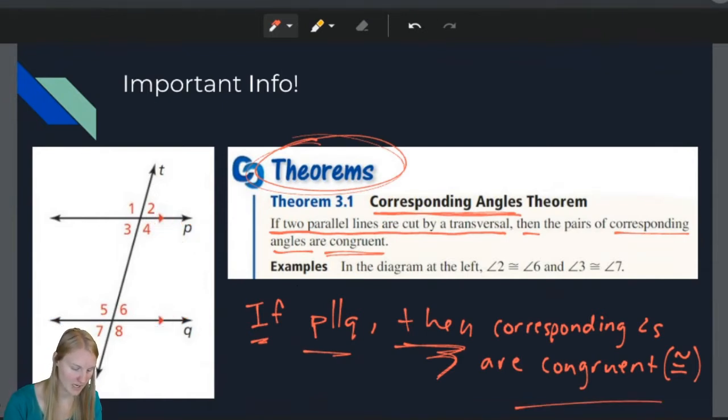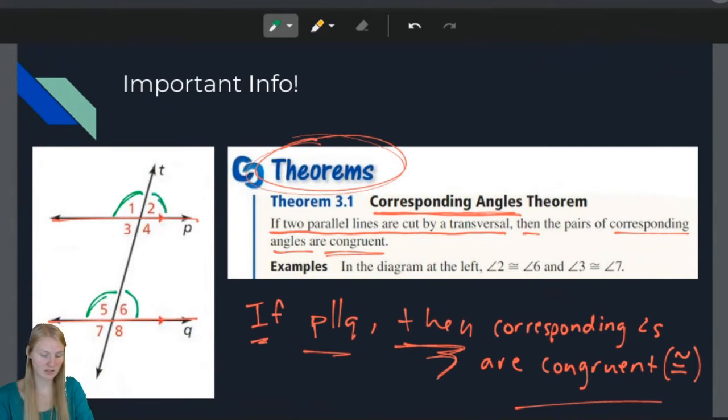So, if P and Q are parallel, that means corresponding angles such as 1 and 5 or 2 and 6, they are congruent. Corresponding angles are congruent if the lines are parallel.